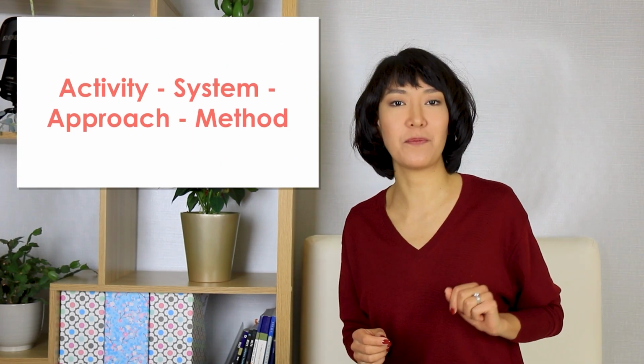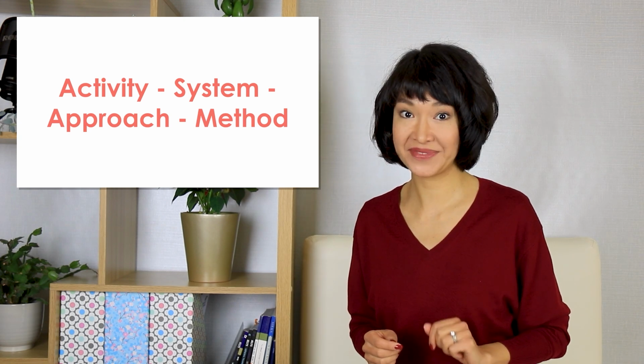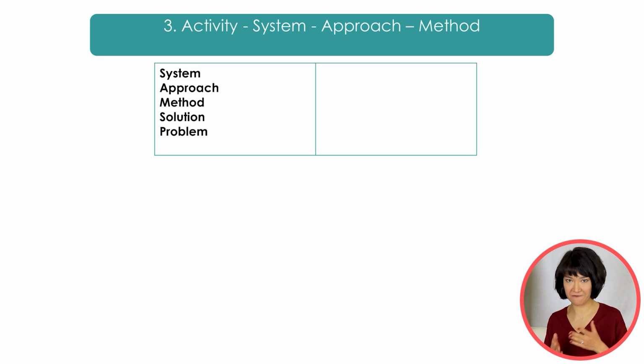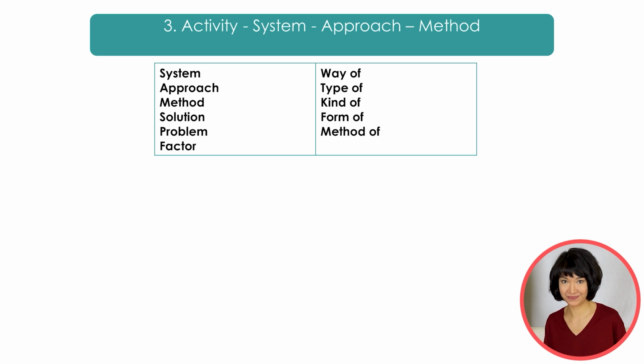Number 3. Activity system approach method. There are a number of nouns that can replace other nouns. Some of them are system, approach, method, solution, problem, factor, way of, type of, kind of, form of, method of. Let me show you an example.